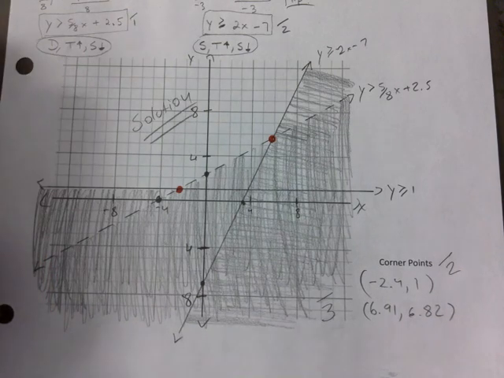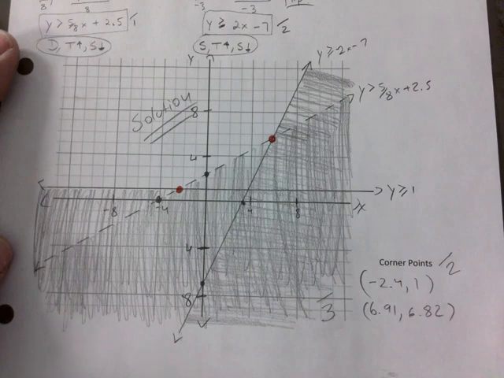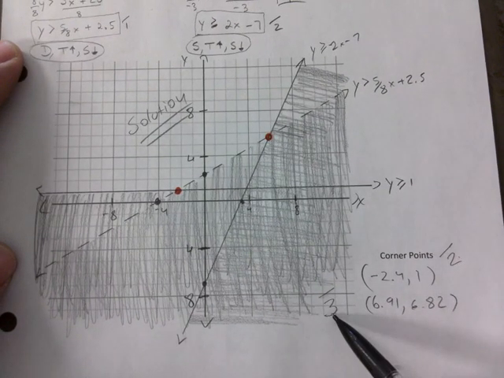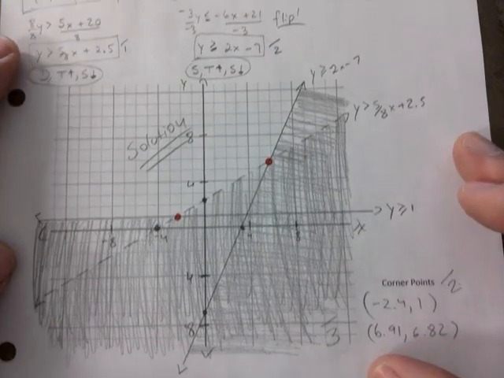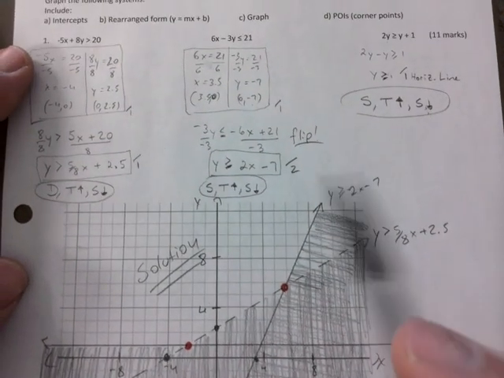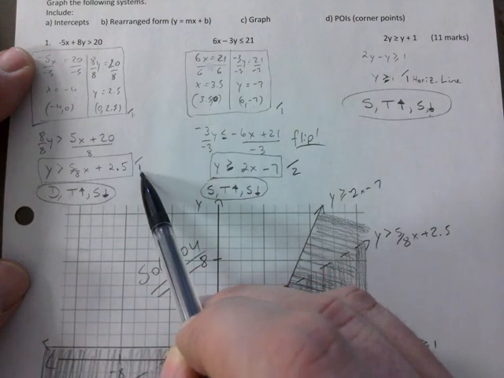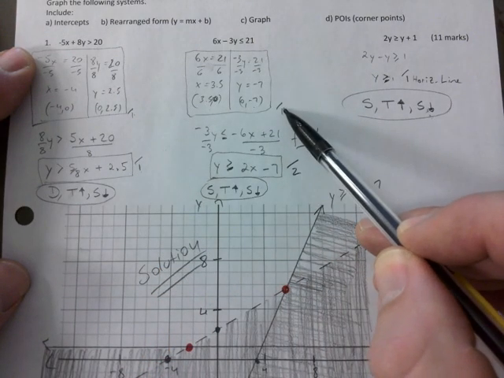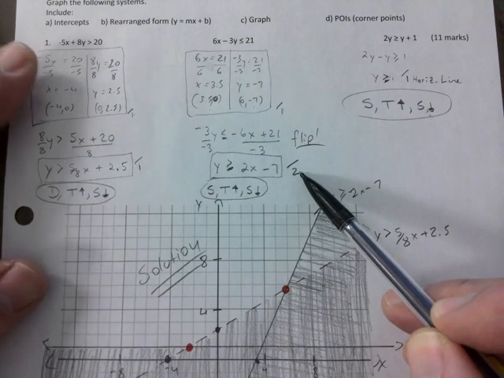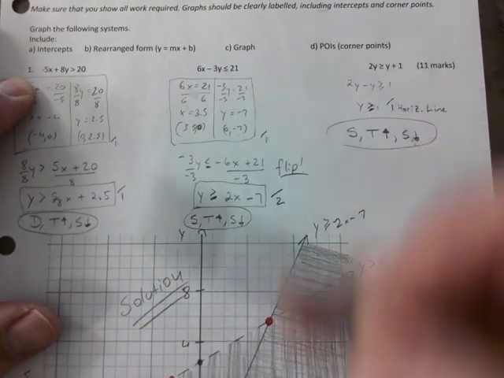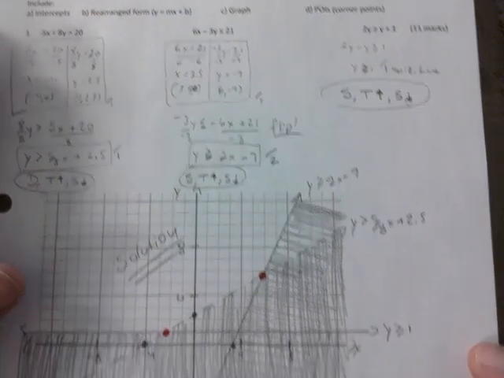Okay, so I will add up my marks here again. 2 for the corner points, 3 for the graph. Let's go up here. So that's 5 already. And then you get 6 and 7, 8, 9, 10, and then we get 11 for this one here. So this page is worth 11 marks.